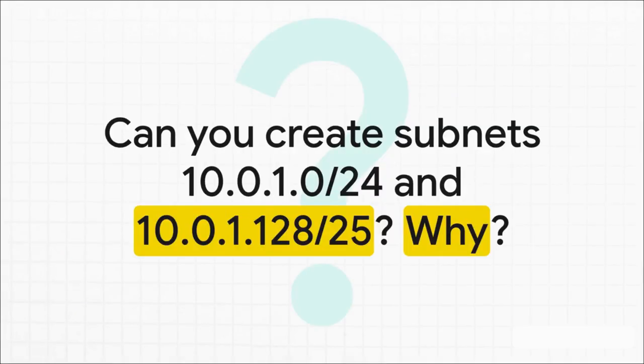Last one. This one's a bit more technical, so listen close. Your VPC has a CIDR of 10.0.0.0/16. Now, can you create 2 subnets? One with the CIDR 10.0.1.0/24 and a second one with 10.0.1.128/25. Yes or no, and why?